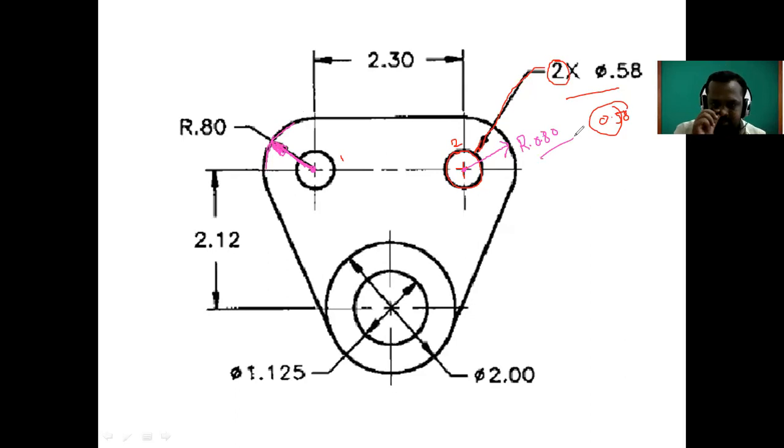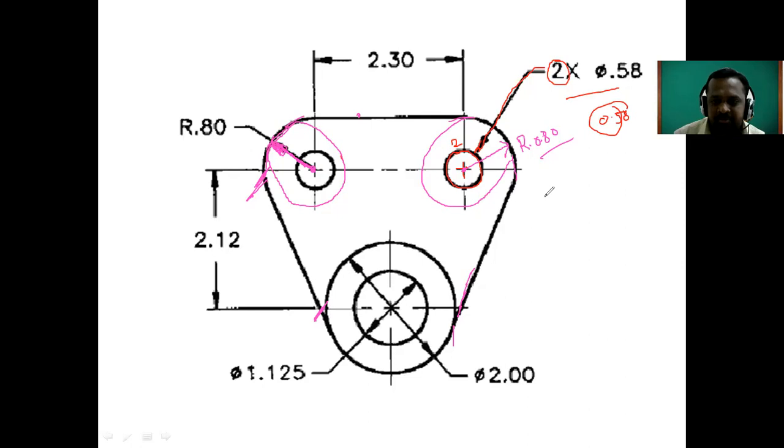What is the meaning of this? From this center point, we have to draw one more circle of radius 0.80. Then we have to draw this line. This line indicates that it is the tangent line, tangent to this circle and this circle. Again, this line is tangent to this circle and this circle. Simple, the figure is complete. Only that much we have to understand.